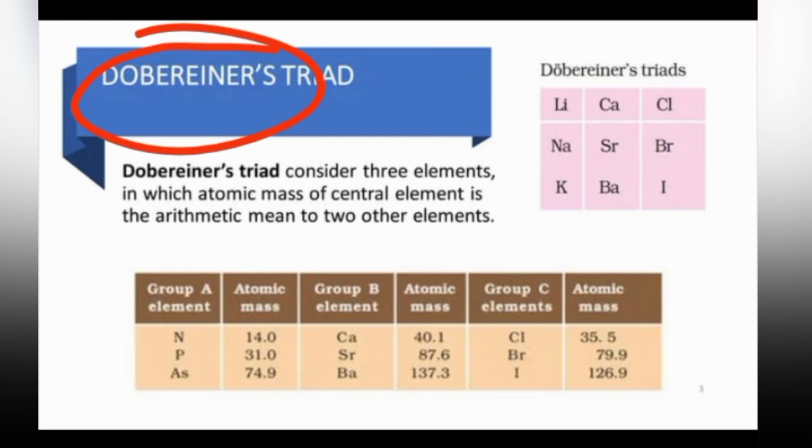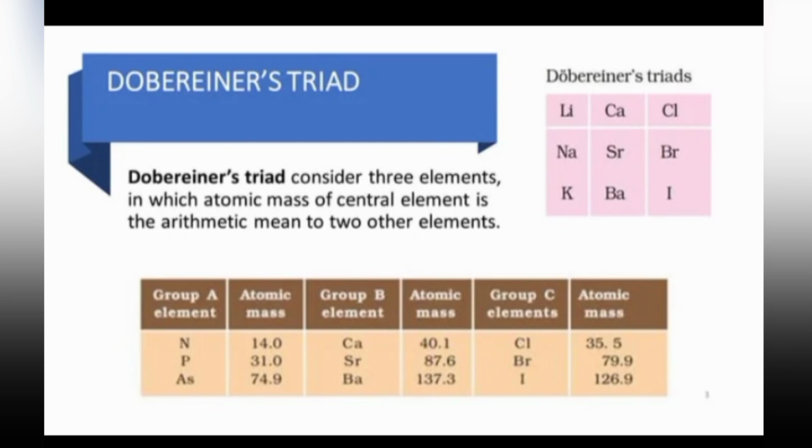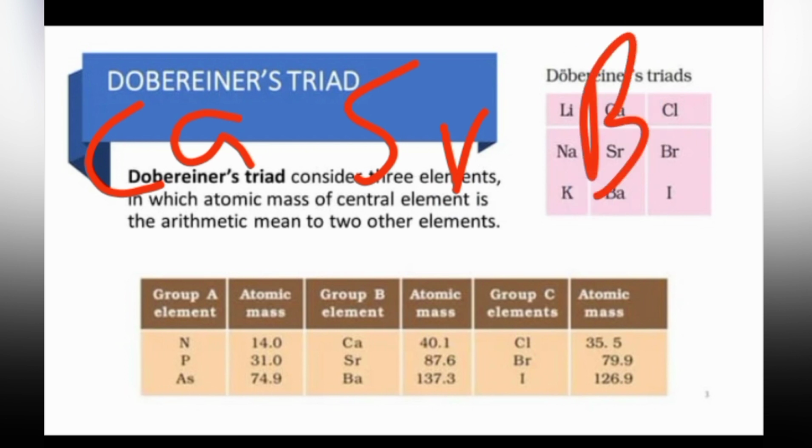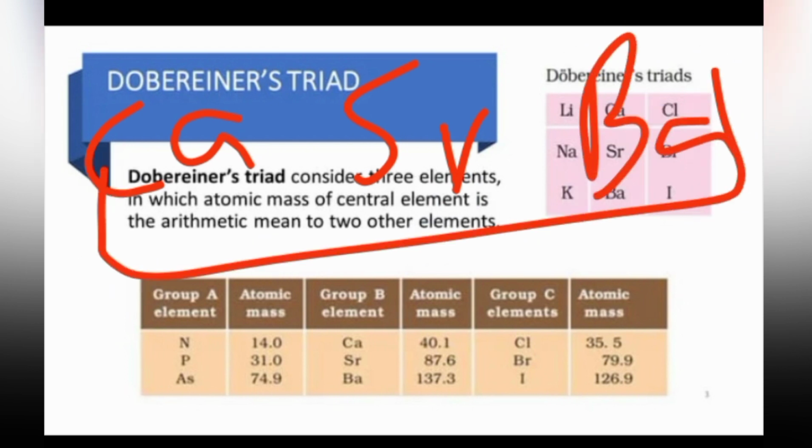Okay, now the atomic mass of the middle element of a Dobereiner triad was approximately equal to the arithmetic mean, or the average, of the atomic masses of the other two elements of the triad. Right. So this is what he said. Now let's take three examples: calcium, strontium, and barium. This was one of the triads that was established by Dobereiner.